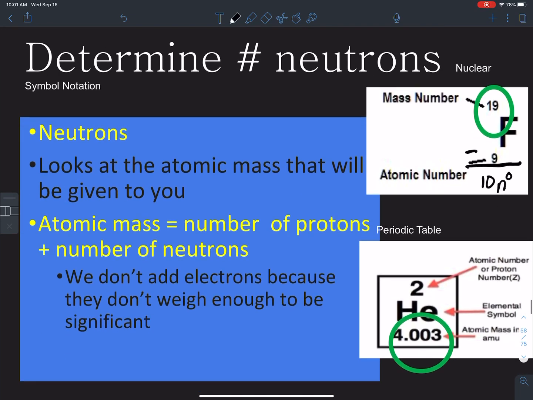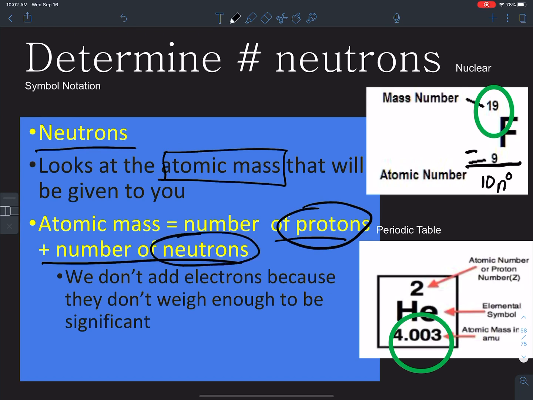All right, determining the number of neutrons. So I have moved the nuclear symbol notation up above the periodic table notation because I'm going to focus on that particular way of writing out your number of protons and your mass number. So neutrons are always determined by looking at the atomic mass, because your atomic mass is going to be the number of protons added to the number of neutrons. Remember that your protons have mass, your neutrons have mass, so if you add them up, you get the mass of your element. We don't add the electrons because they don't weigh enough to be significant.